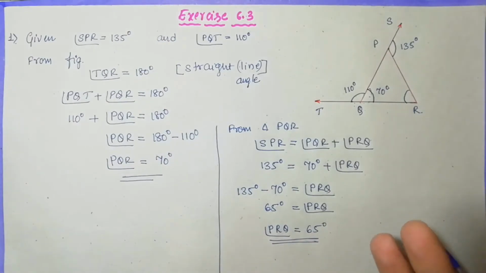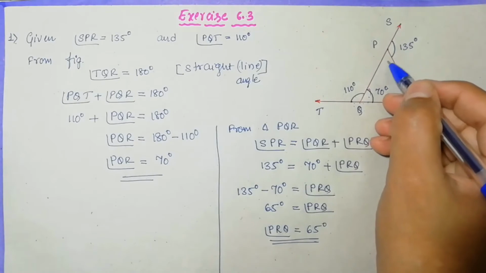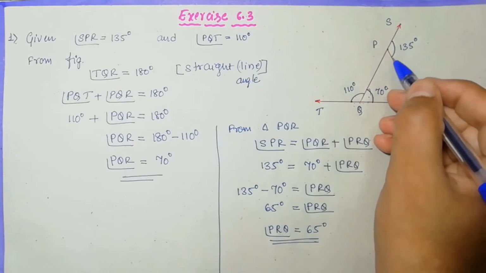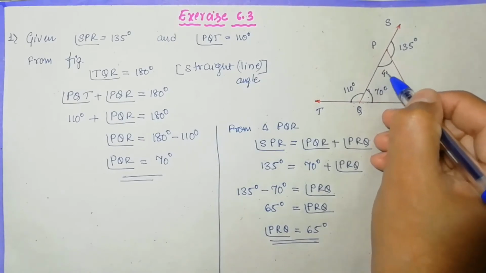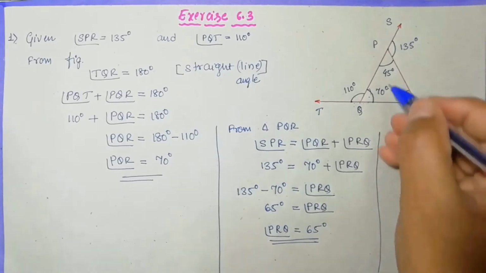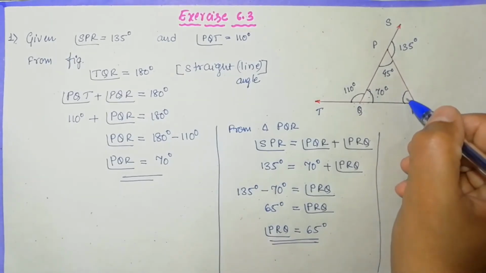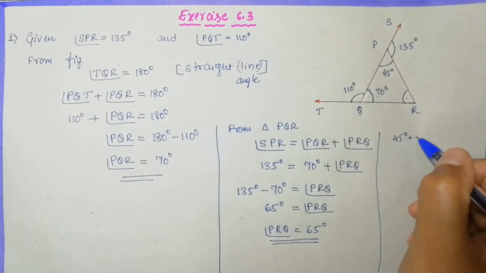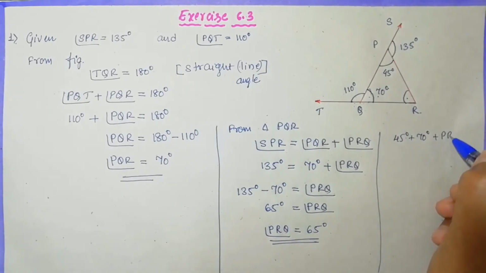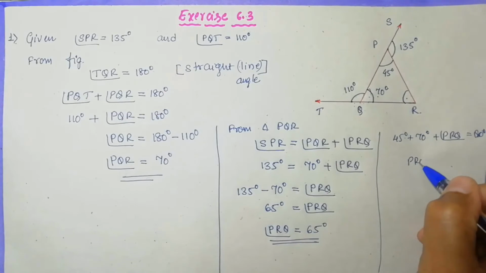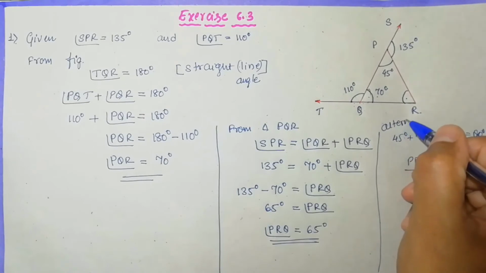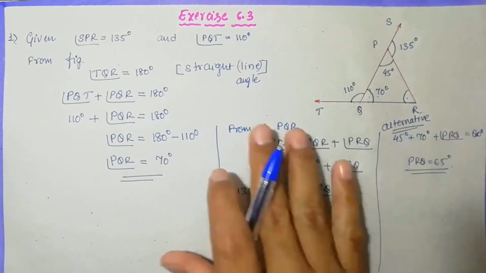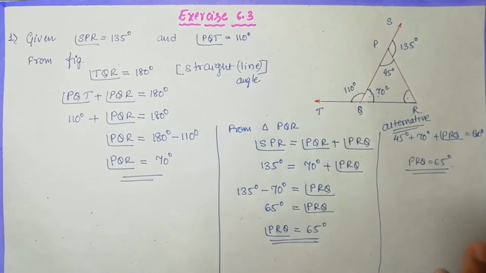So the alternative way, I told you, if you apply the straight angle property here, 180 degree minus 135 degree, you will get this is equal to what? 45 degree. Okay, I'm going to write this one, 45 degree. Then you can do like this: 45 degree plus 70 degree plus angle PRQ should be equal to 180 degree. By simplification in this one also you will get angle PRQ is equal to 65 degree. This is the alternative way, you can do by any one of the methods. If you want, you can write this one as the alternative method.